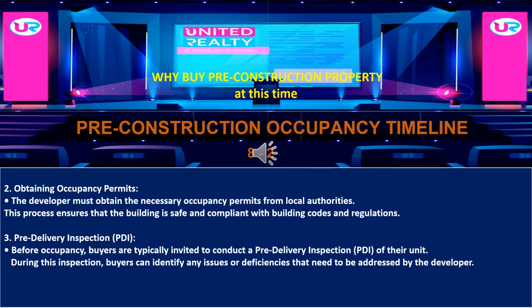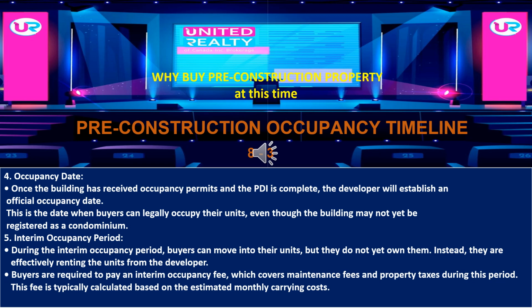3. Pre-delivery inspection, PDI. Before occupancy, buyers are typically invited to conduct a pre-delivery inspection, PDI, of their unit. During this inspection, buyers can identify any issues or deficiencies that need to be addressed by the developer. 4. Occupancy date. Once the building has received occupancy permits and the PDI is complete, the developer will establish an official occupancy date. This is the date when buyers can legally occupy their units, even though the building may not yet be registered as a condominium.